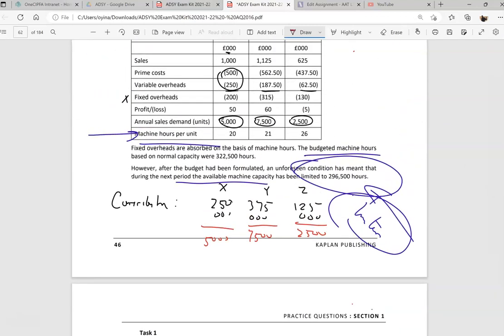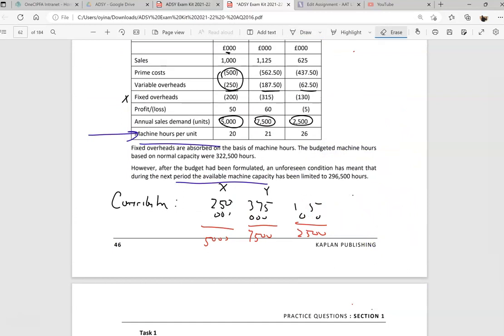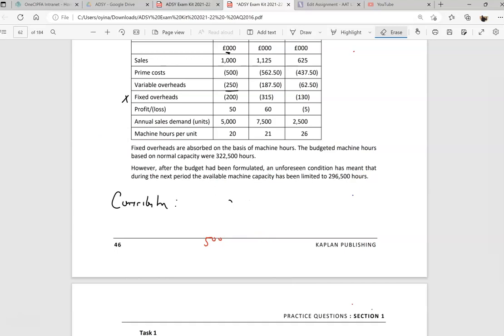So like I said, I only have 296,500 hours. That's the situation. I can clean all this out so I can focus now. So let's make all the units of X. And for X, well, I need 20 hours of X per unit.